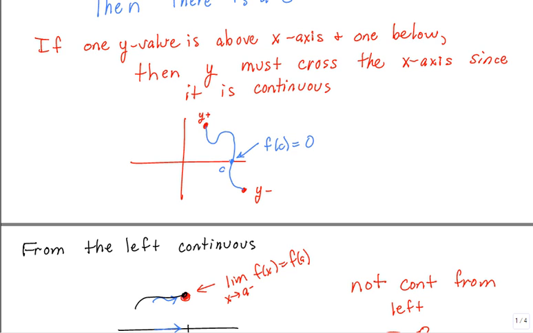And it doesn't say how many times. It could do it 5 times. Let's let y here be negative, and here the y be positive. And if we connect them, we can connect them as many times as we want, as long as it's continuous. And there is at least one c where it crosses. It has to cross in order to go from negative to positive or positive to negative. So this is where f of c is equal to 0, wherever it crosses. And that has to happen. So we can find our roots that way.